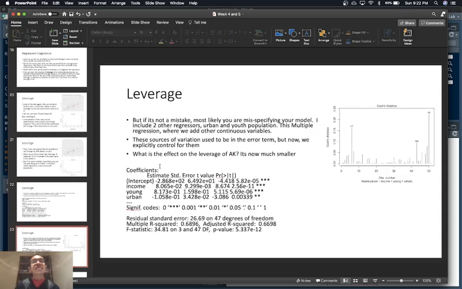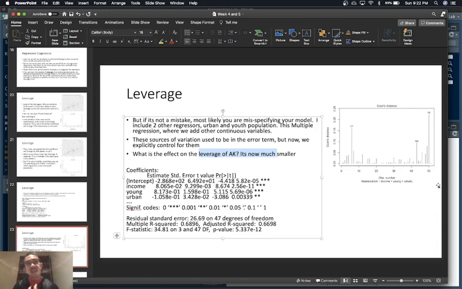So what is the effect on the leverage of AK? Now the leverage is much smaller. Before, if you remember, it was almost 0.6. But now, after you include the variables, it becomes much more in line with everyone else, 0.2. So it really helps to explain that extra residual for Alaska. Okay.